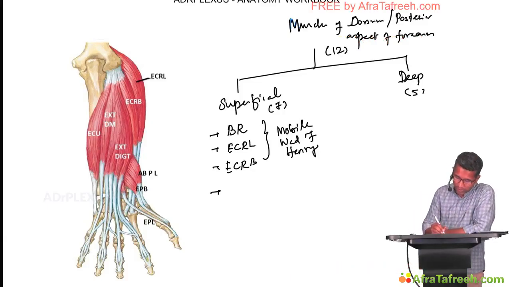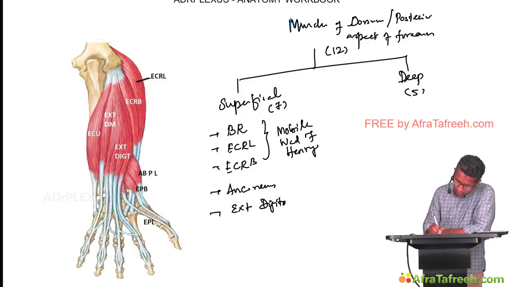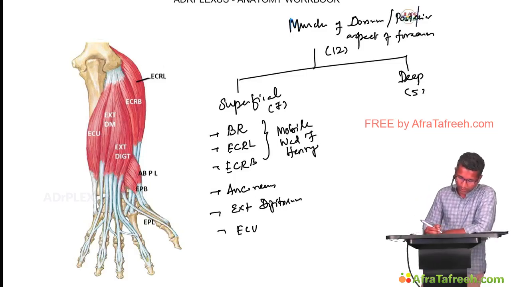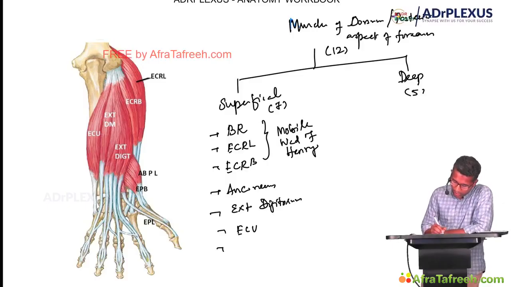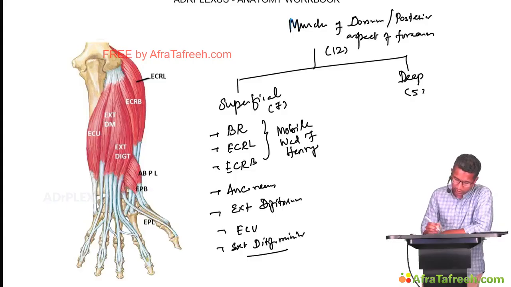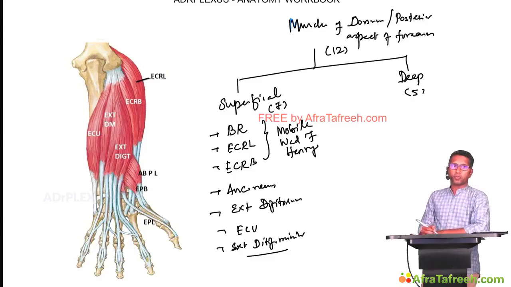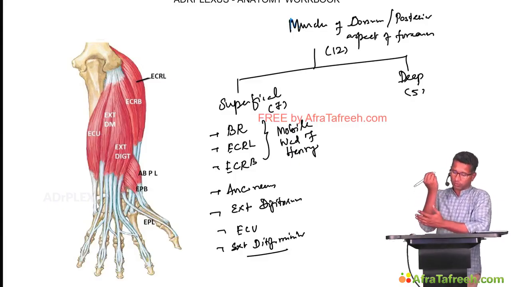Apart from this, you have anconeus, extensor digitorum, extensor carpi ulnaris, and extensor digiti minimi. These muscles form the superficial group of the extensor aspect of the forearm.